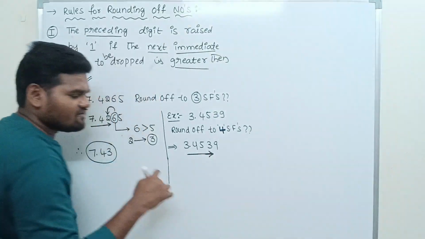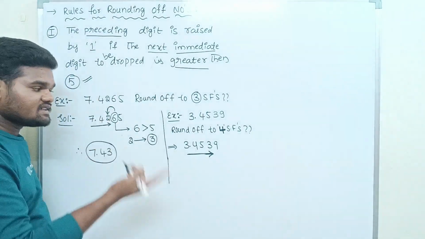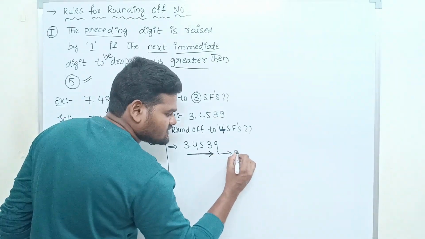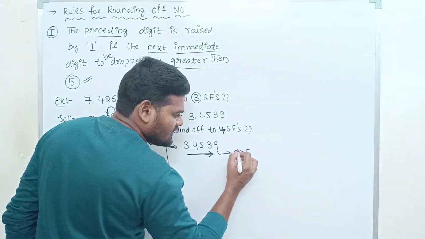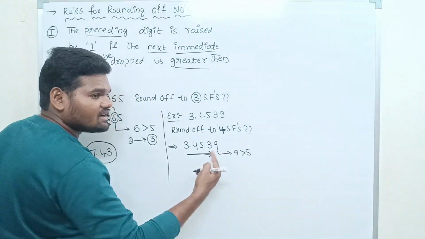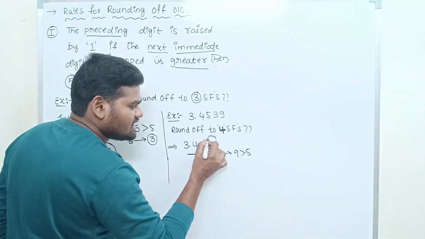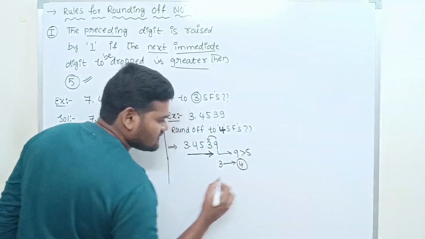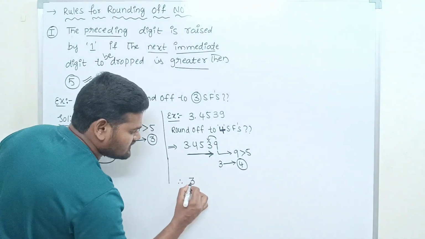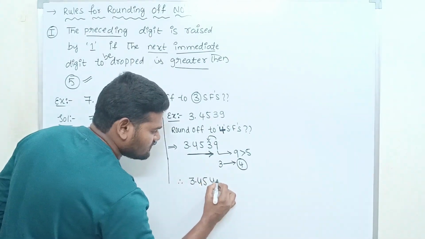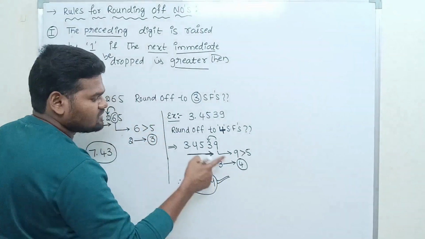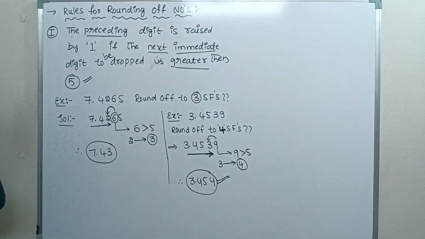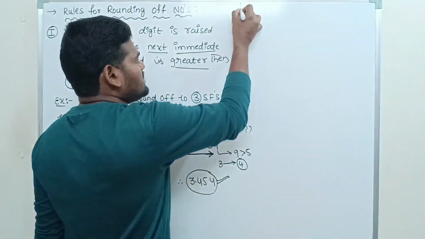Before rounding up, what do we have to check? We have to check the next immediate number. The next immediate number is 9. 9 is greater than 5. If the next immediate number is greater than 5, then the preceding digit, that is 3, is raised by 1. That means it becomes 4. Therefore, our answer is 3.454. 3 becomes 4 because the next immediate number is greater than 5. Are you getting it?